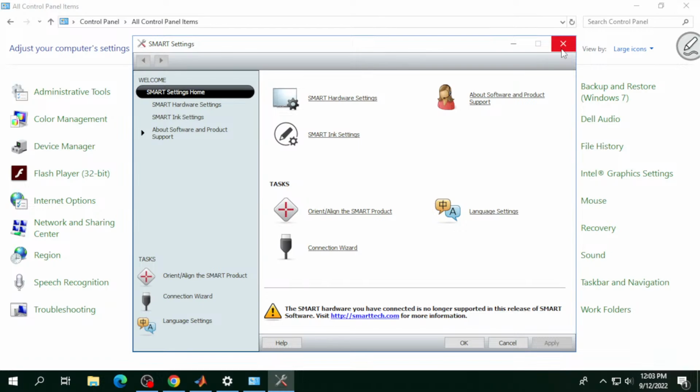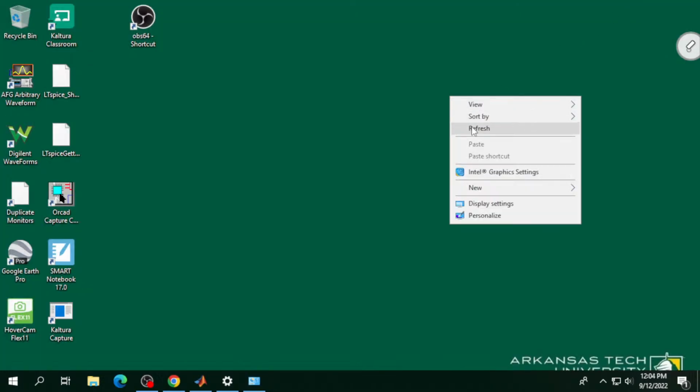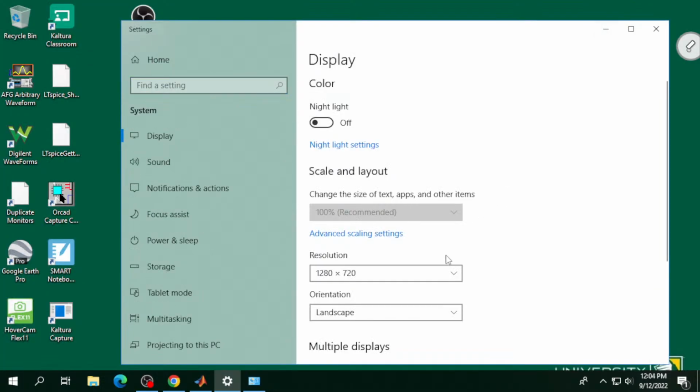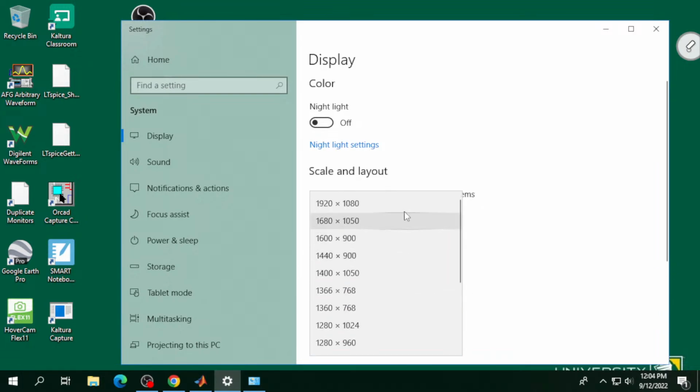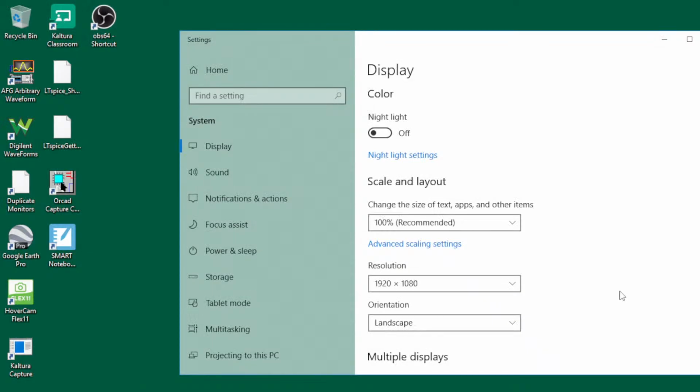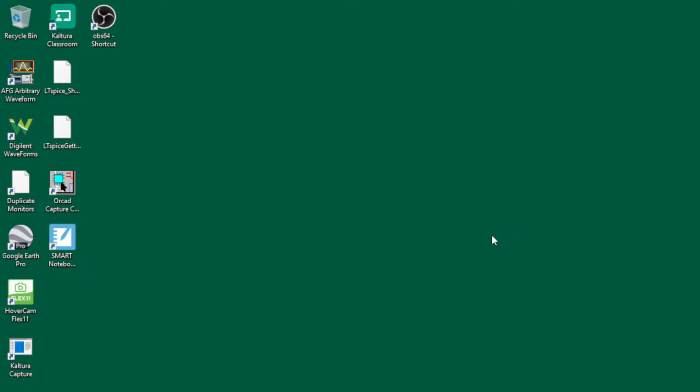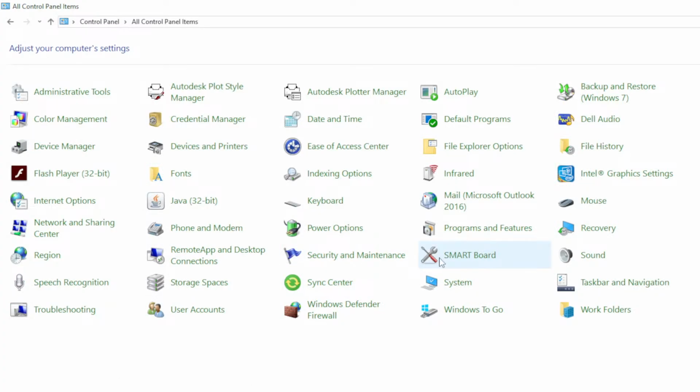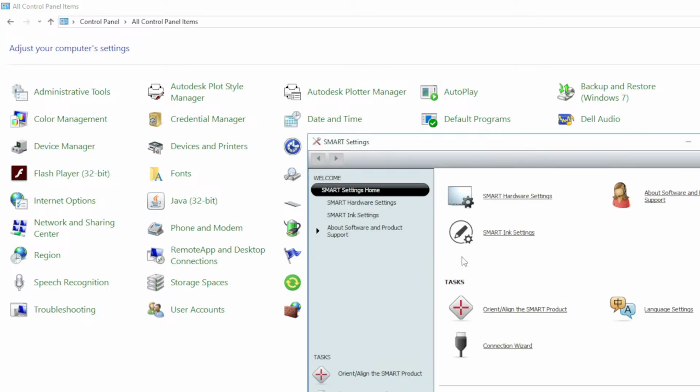First of all, what is my screen resolution? Let's just go ahead and use this one. I may actually be able to solve this.